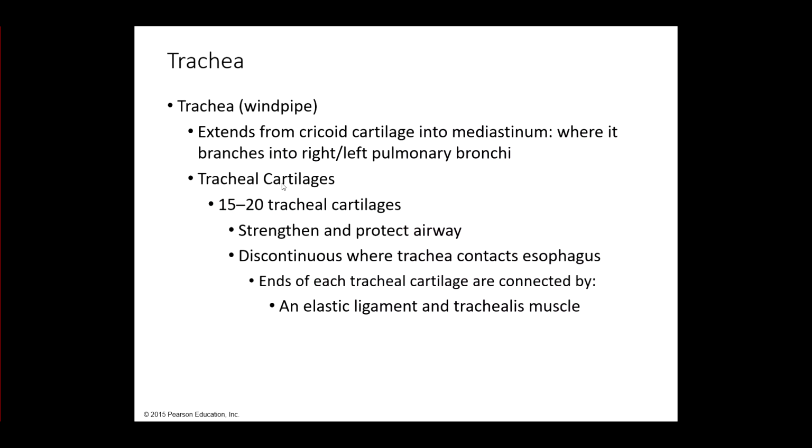All right, so the tracheal cartilages or the tracheal rings, there's anywhere from 15 to 20 of them. Again, their job is to strengthen and protect. And like I said before, they are not a complete circle. They're more like a horseshoe. And what closes them up in the back is going to be the trachealis muscle right here, and then the elastic ligament known as the annular ligament.